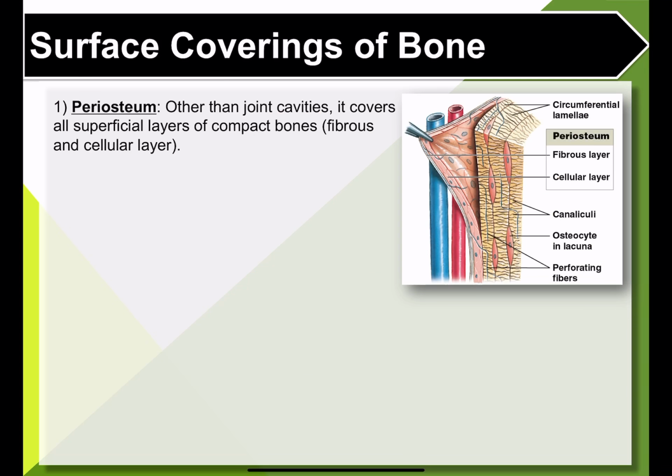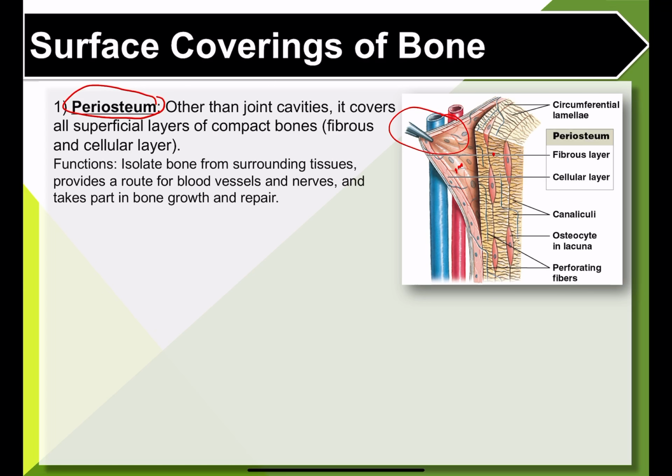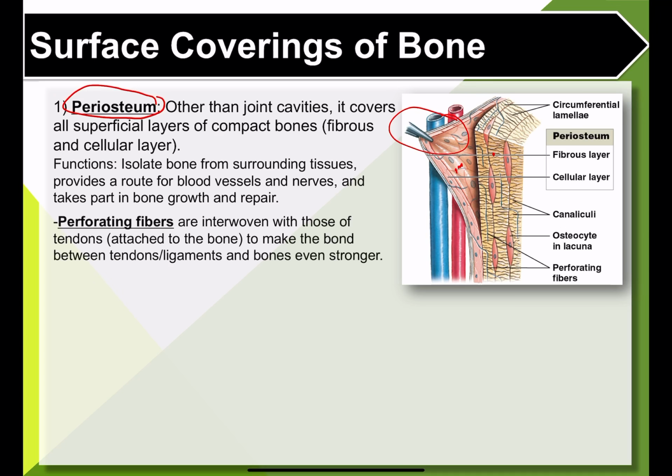So as mentioned earlier, our bones have two coverings. One is on the outside, the other is on the inside. The outside layer, which surrounds the superficial layers of compact bone, is called the periosteum. Other than joint cavities, it covers all the superficial layer of compact bones. So in this picture here, where there's a forceps trying to peel a layer away from bone tissue, this right here is the periosteum. It also functions to isolate bones from surrounding tissues, provides a route for blood vessels and nerves to go through, and takes part in bone growth and repair as well.